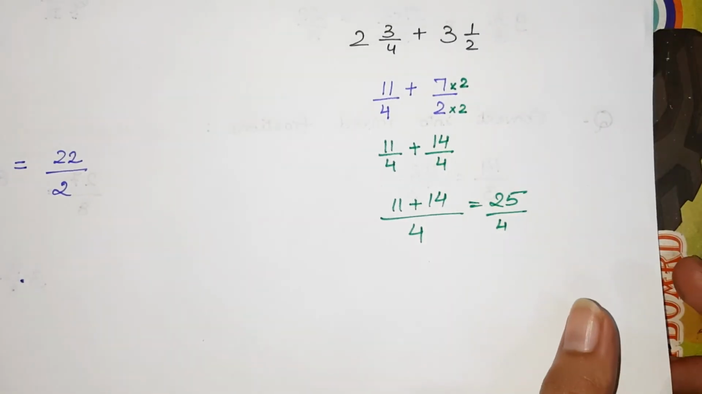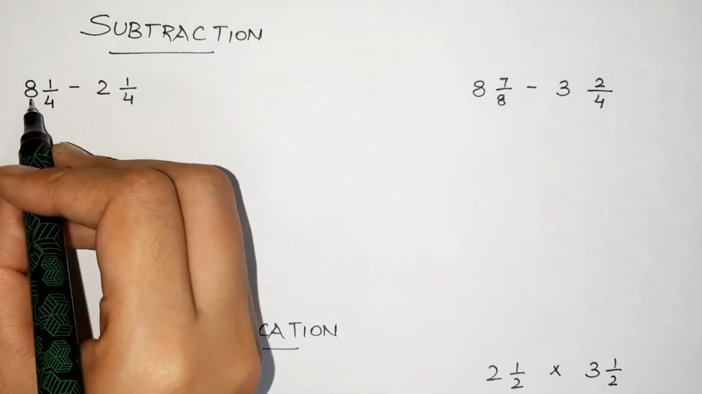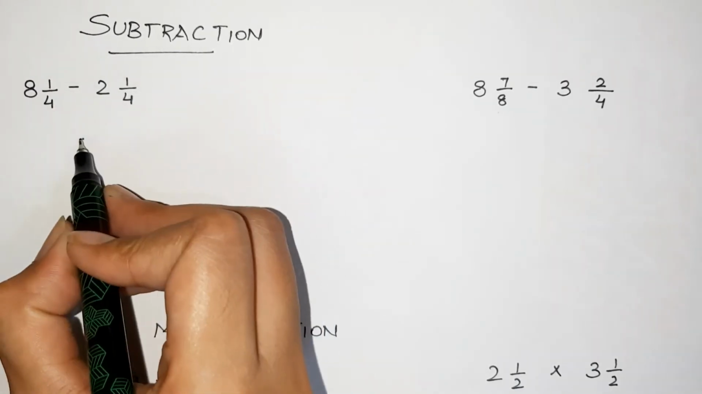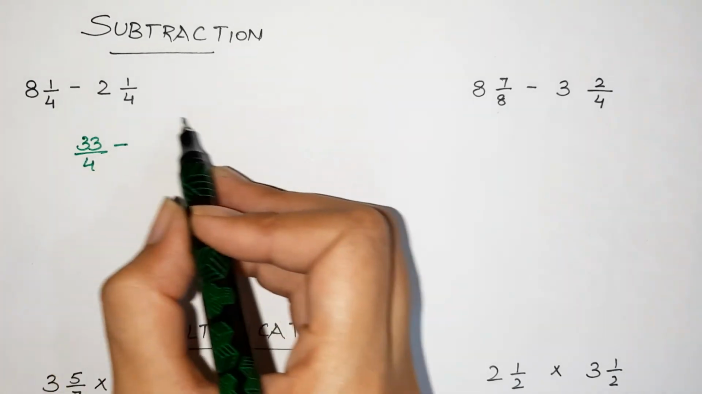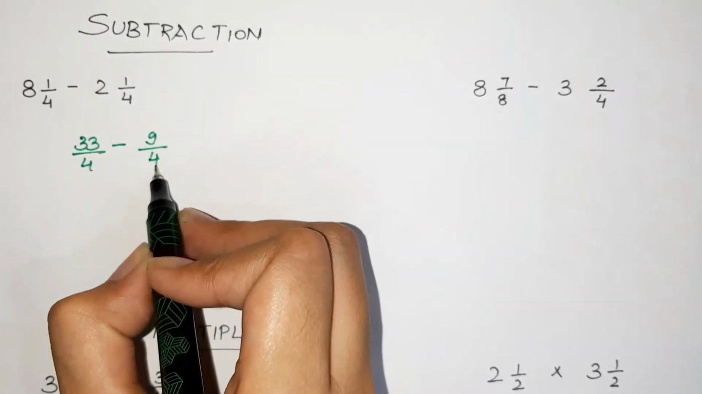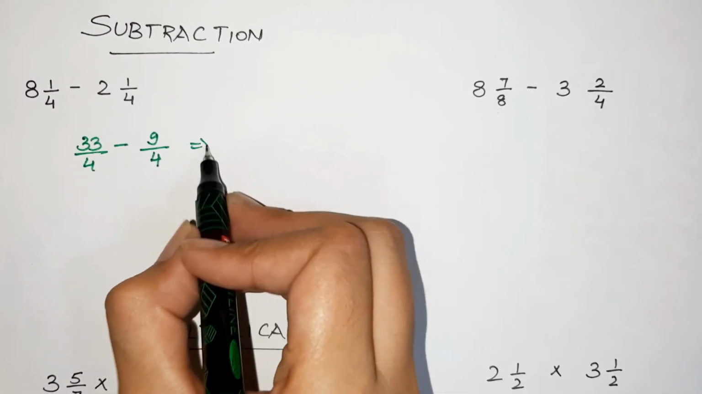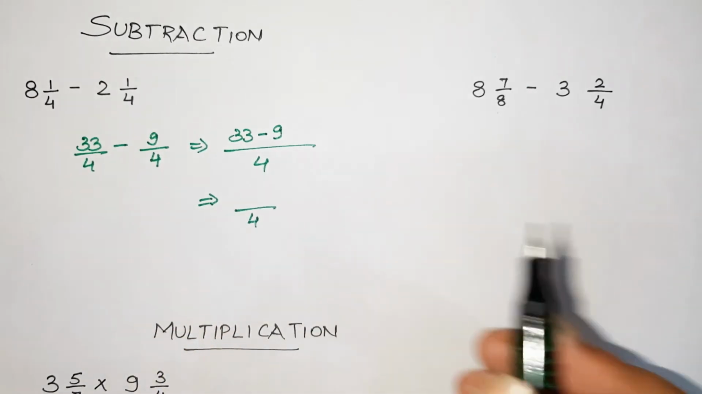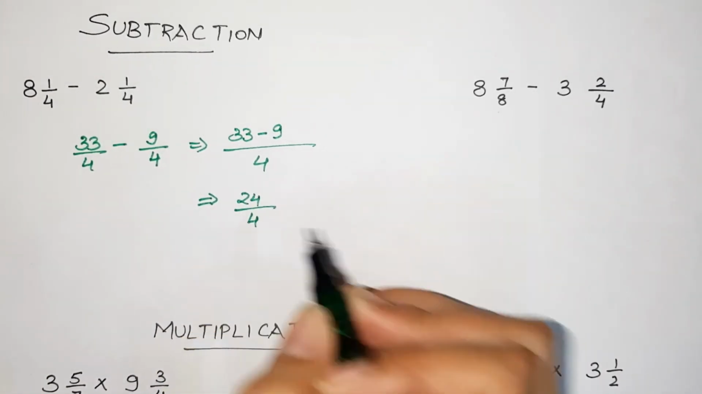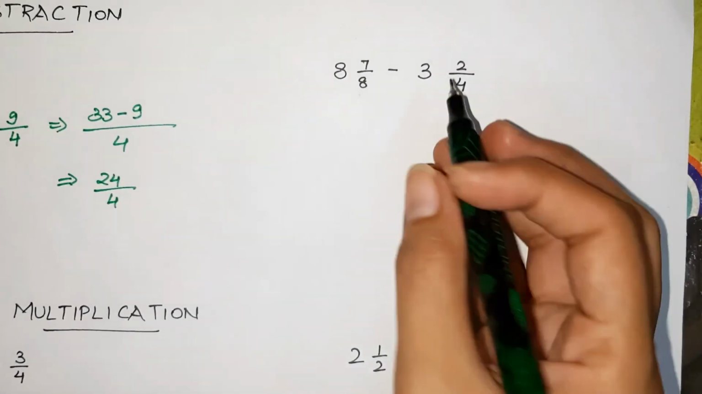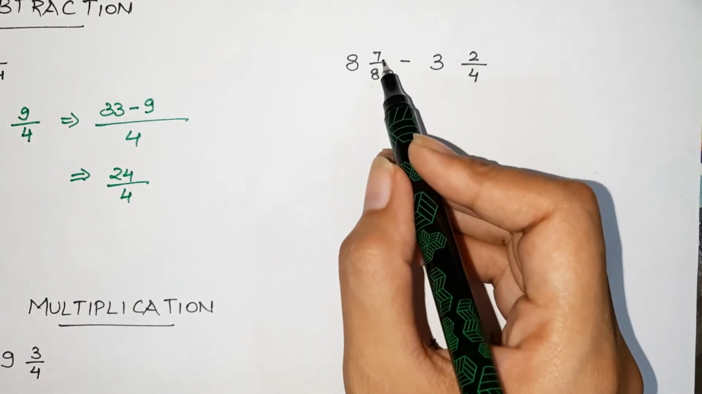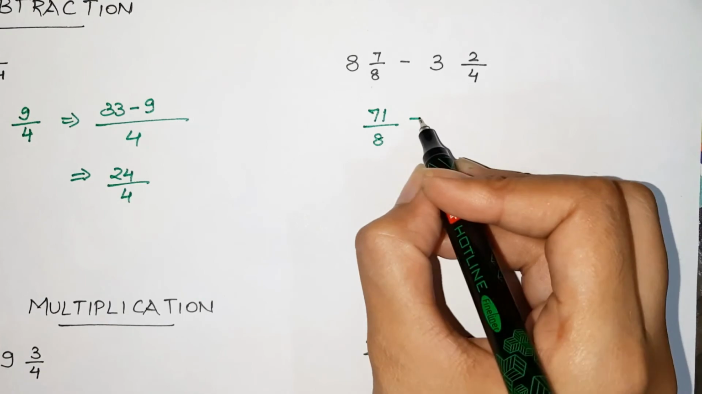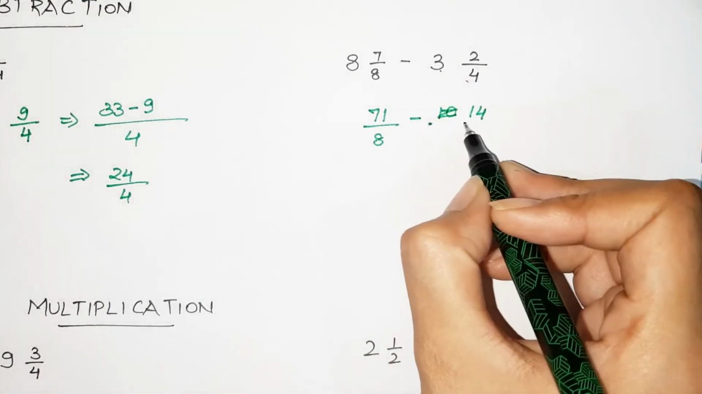Now let's do the subtraction. We have to open it. Let's do it together. 8 4s are 32 plus 1, 33 by 4, minus 4 2s are 8, 9, then 4. 33 minus 9, the answer will be 24 by 4. Next, 8 8s are 64, 64 plus 7 is 71, minus 4 3s are 12, 13, 14.